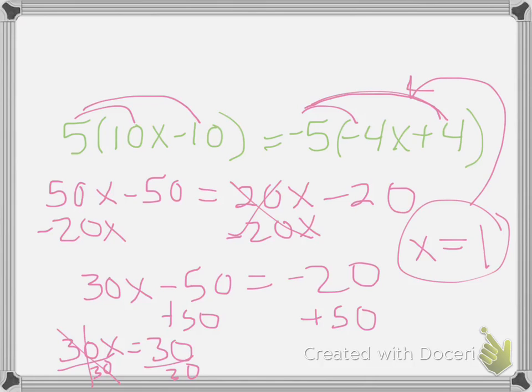Okay, and then plug it back in for all the x's when you go to check it. Because if you're replacing one of them with the number, you've got to replace all of them with the number. So x equals 1 is going to be my answer.